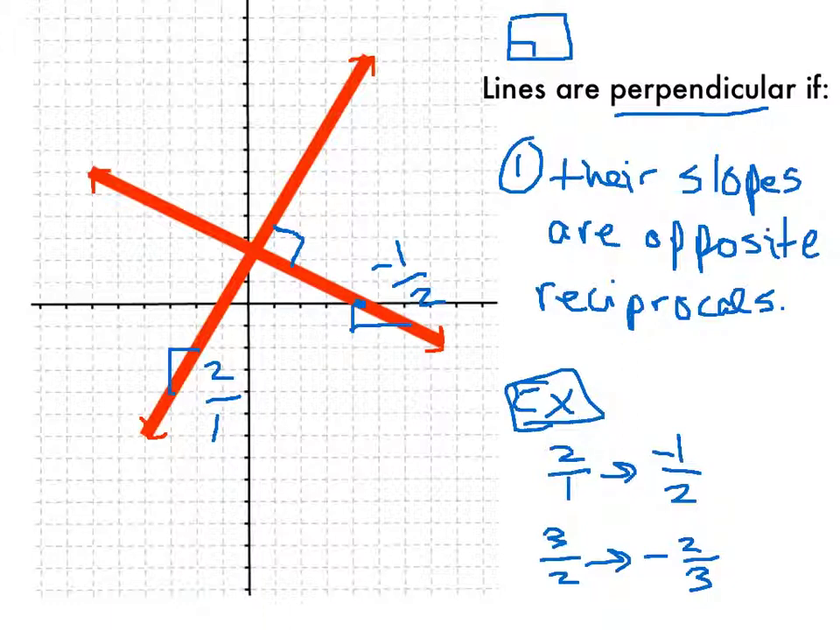And that's what we saw with parallel lines. If they had the same slope and same y-intercept, they were the same line. That's not the case here. So they can have the same y-intercept. Now let's solve an equation where we need to find a slope given certain information about a parallel or perpendicular line.